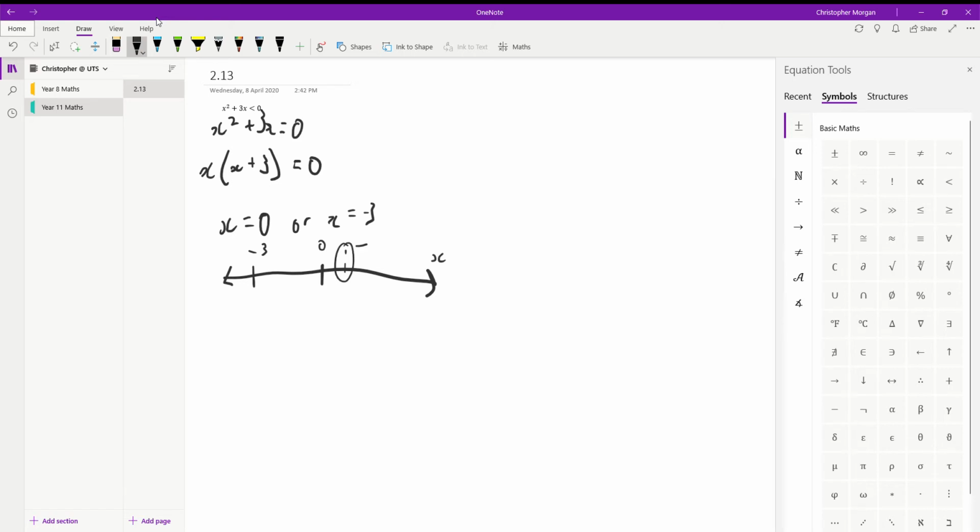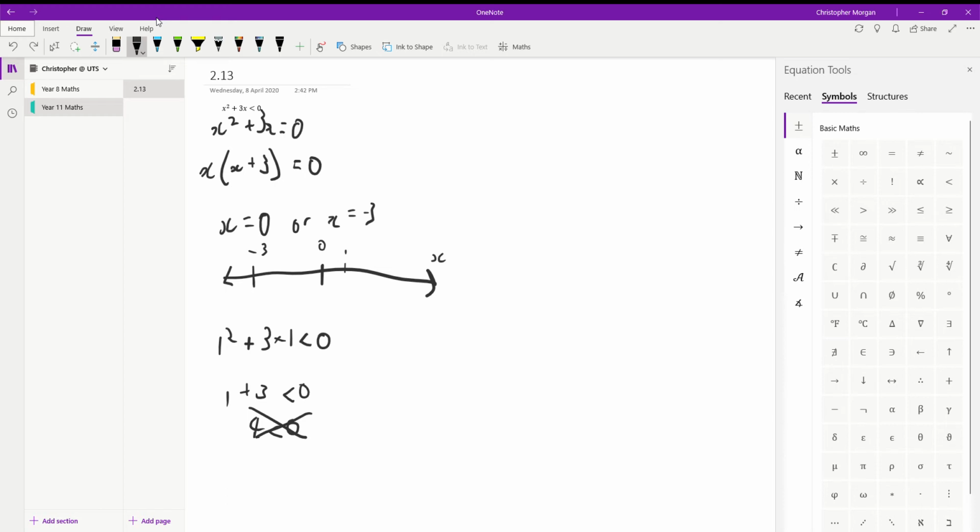What we do is we take that and we substitute it back into our original equation. So if we substitute it in, we have 1 squared plus 3 times 1, is that less than 0? Well, we have 1 plus 3, is that less than 0? Is 4 less than 0? No, it is not. So our solution does not lie outside 0.